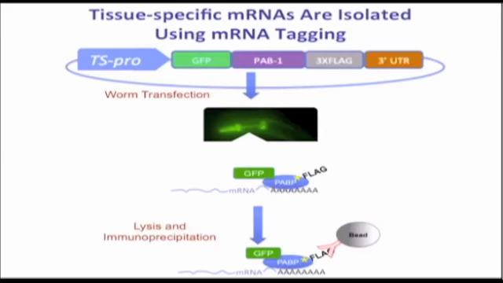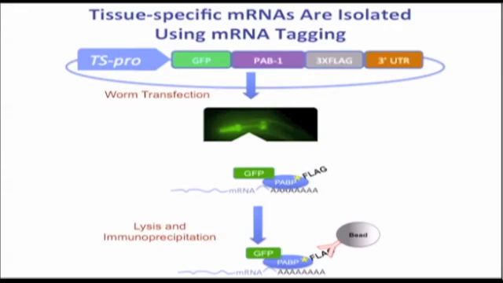So here is the strategy we came up with. We take GFP and fuse it with the polyadenylation binding protein of worm, PAB1, and fuse this to a 3X FLAG, and we attach a UTR that we know is not subject to any regulation. We take this construct and express it in different tissues using different tissue-specific promoters. Sometimes we express it in the intestine, sometimes in muscle and in other tissues.